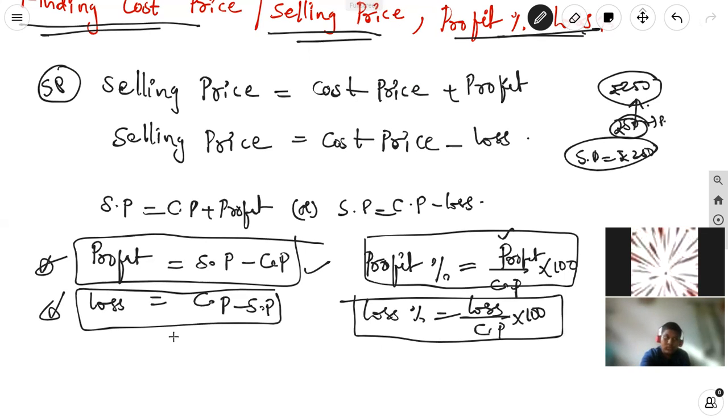Then only we can get the profit percentage, loss percentage, what the profit is, what the loss is. If we know the profit and cost price, we get the selling price. If we know the loss and selling price, we get the cost price. Why? Because these are all related to one another. So remember these formulas.